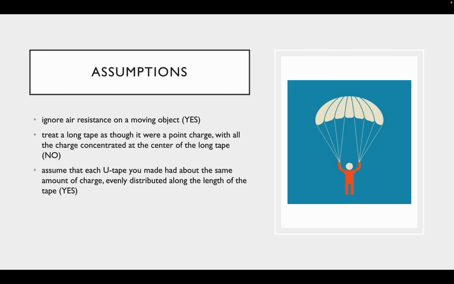In terms of assumptions, we did ignore air resistance because there wasn't an object moving fast enough in the air to disrupt the forces being used. In terms of treating the tape as a point charge, we obviously did not assume that, since the point of this lab was to assume that the tape had a charge evenly distributed throughout it, and the point charge was rather the point of lab 1. And then, like I just said, we did assume that the charge was evenly distributed throughout it, obviously, because that was the purpose of this lab.